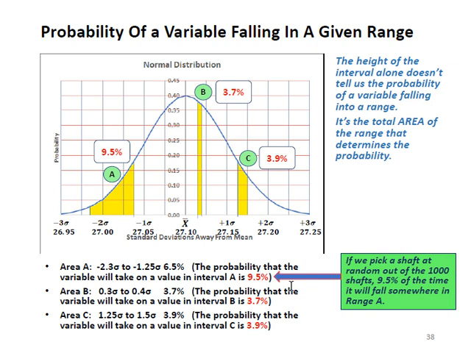So how do you get this? We're picking a diameter. You're measuring the diameter of a shape, and you have 1,000 shapes in this problem to measure. So you pick a shape at random out of the 1,000 shapes, and 9.5% of the time it's going to fall somewhere in that area, which is your range A here. Again, area B is 3.7 and area C is 3.9. Why? Because your sigma cutoff ranges from here to here, from here to here.